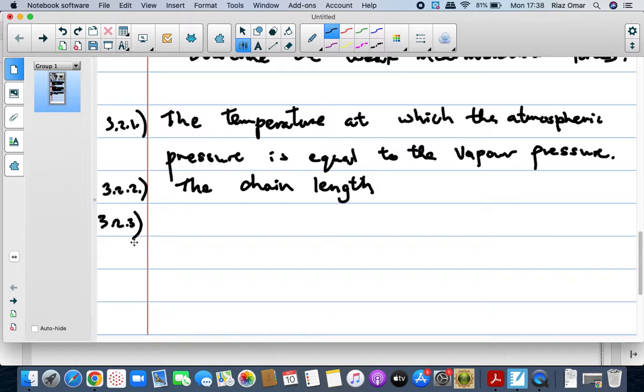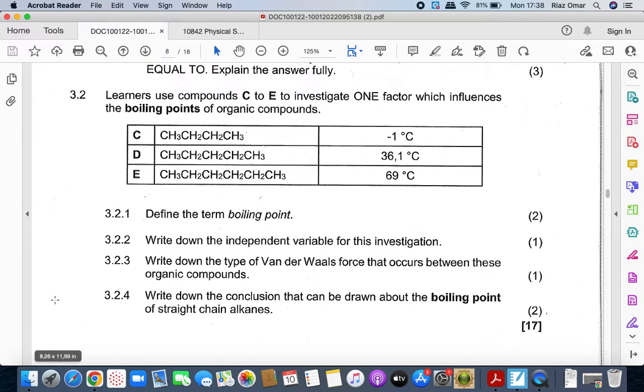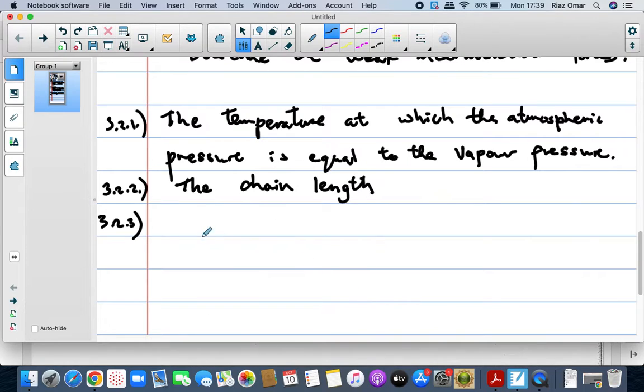3.2.3. The question is, write down the van der Waals forces that occur between these compounds. We see that these are all non-polar, so it's non-polar and non-polar. Basically, you have to introduce the dipoles. So the force here will be London forces.